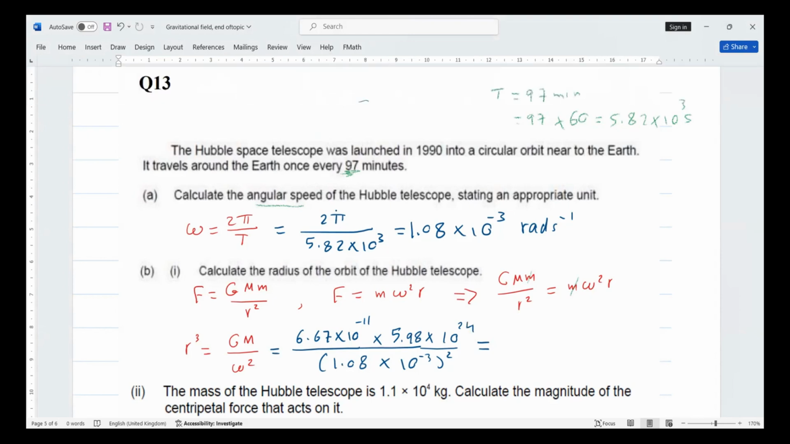So this is the mass of the Earth, M of the Earth. It's a constant and will be given in the formula sheet. Don't worry. 24 kilogram. By taking the cubic root, you will get the answer for R. So R is 6.99 multiplied by 10 to the power 6 meter.